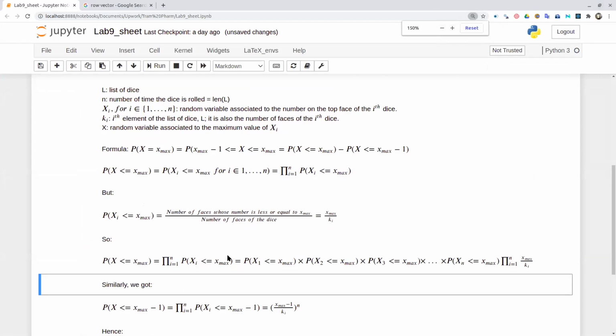So this product is equal to the probability that x1 is less than or equal to x max, times the probability that x2 is less than or equal to x max, times the probability that x3 is less than or equal to x max, and so on, up to xn less than or equal to x max. So it's this index that we change: from which value it starts and to which value it ends. This is what we wrote here. The lower bound is 1, the upper bound is n.